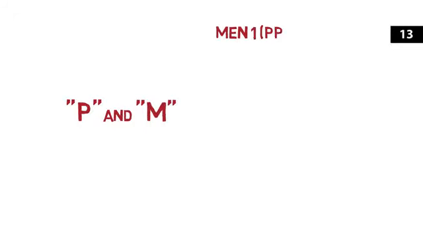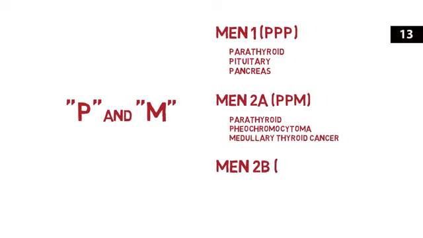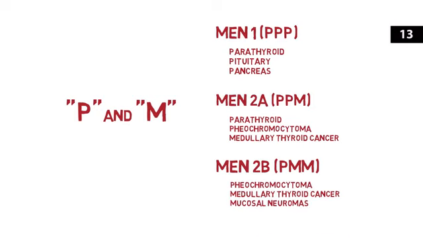So with MEN1, think of PPP. That's going to be for parathyroid adenomas, so you could actually get some hyperparathyroidism with that. Also, pituitary adenomas is the second P, and the third P is pancreatic tumors. And then there's MEN2A, so that's going to be PPM. So we're adding an M on this one. So it's going to be parathyroid adenomas, pheochromocytoma, and medullary thyroid cancer is the M there. And then MEN2B is PMM, so we're replacing another P with an M. And that's going to be for pheochromocytoma, medullary thyroid cancer again, and then mucosal neuromas is the last one.